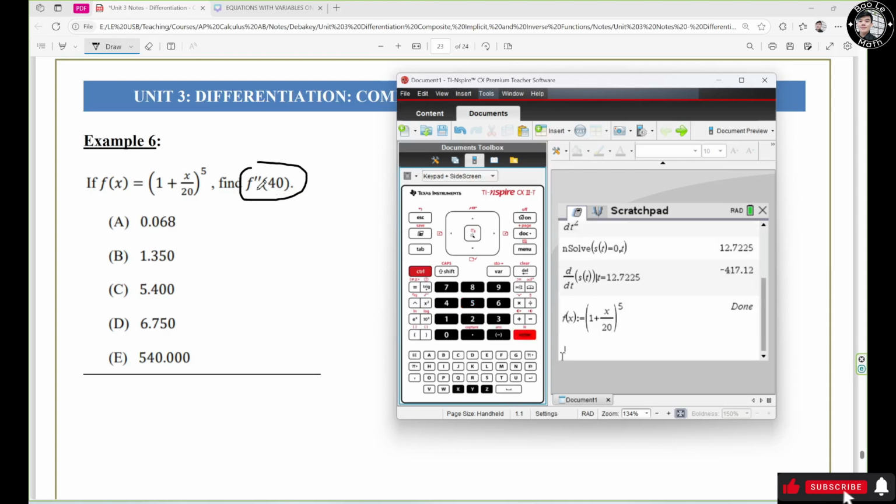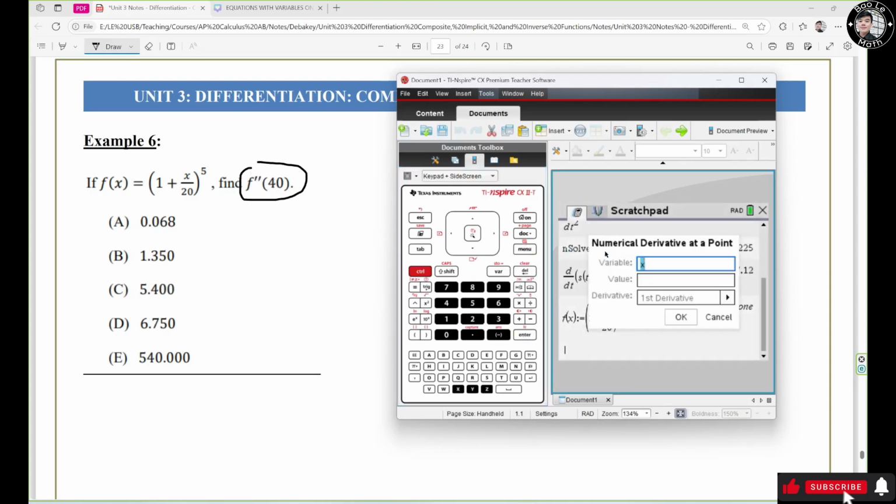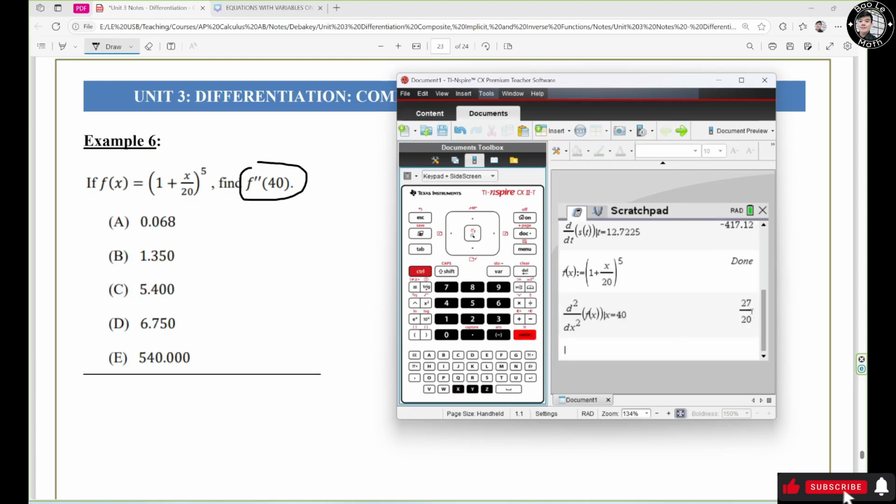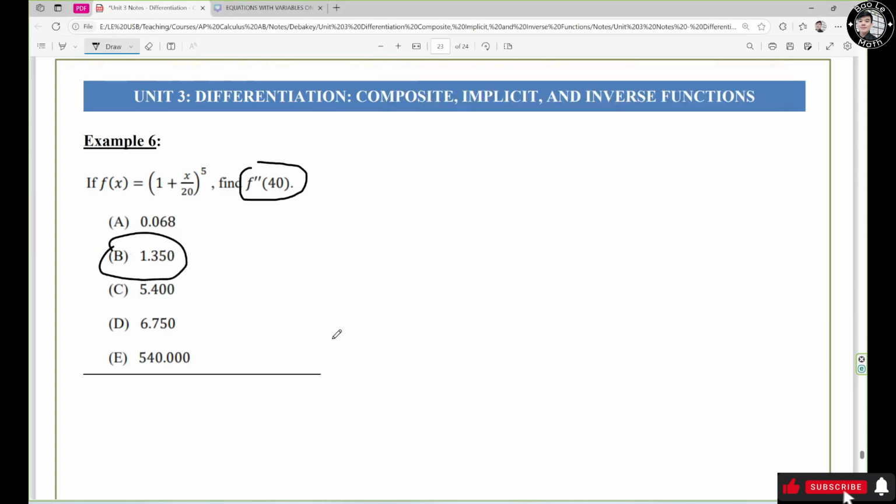Now I need to use the second derivative, so I hit menu and calculus. The variable right here is s, the value right here is 40. Then right here I need to change to second derivative and hit OK. Now I need to copy f of s right here, then hit enter. The answer is 27 over 20. Now you want to convert this to a decimal: hit menu, number, convert to decimal, hit enter. The answer is 1.35, so the answer must be B.